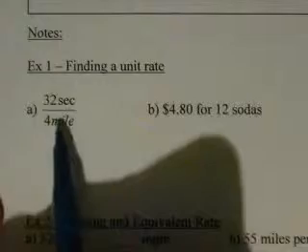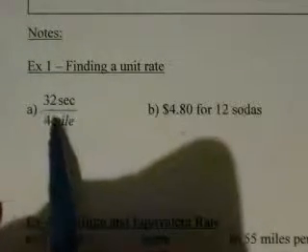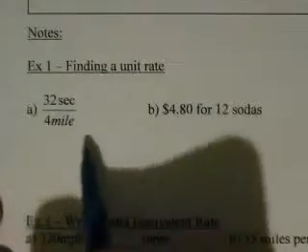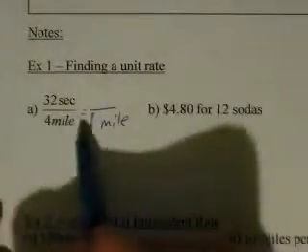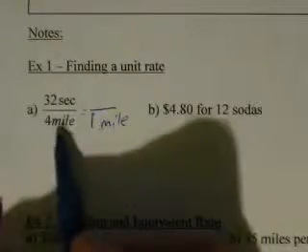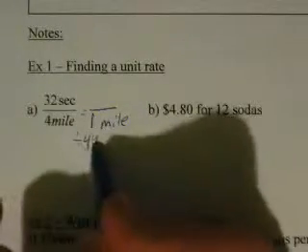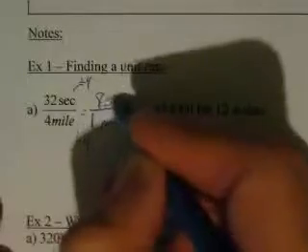Now here, in 32 seconds I can run 4 miles. Now, as a unit rate, I want to know how long would it take me to run 1 mile. Your denominator in a unit rate will always be 1. So to get this denominator to be 1, I'm going to divide by 4. 4 divided by 4 is 1 mile, and 32 divided by 4 would give me 8 seconds.